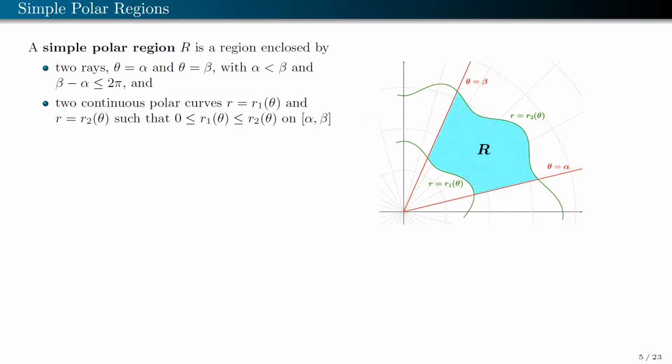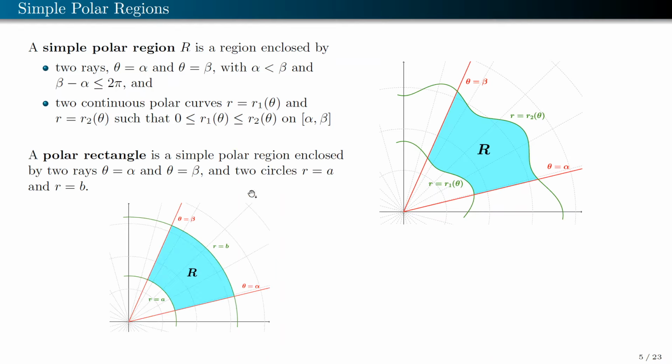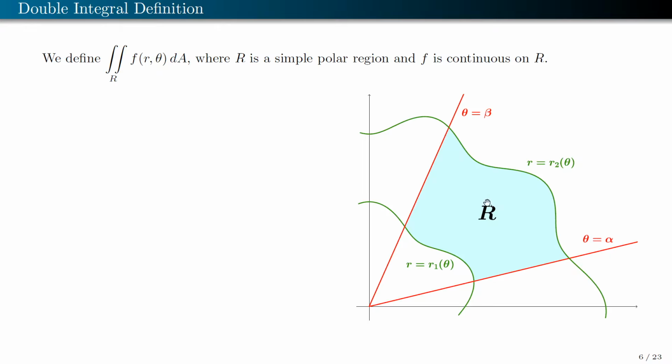As a specific example or a special case nitong simple polar region, we have a polar rectangle na mangyayari when yung r equals function of theta ay mga r equals constant. So in other words, yung mga green curves na to ay mga circles centered at the origin. Okay, so pag ganyan, polar rectangle ang meron tayo. Okay, so ang gagawin natin dito, we will define what it means to get the double integral of a function of r and theta over a simple polar region.